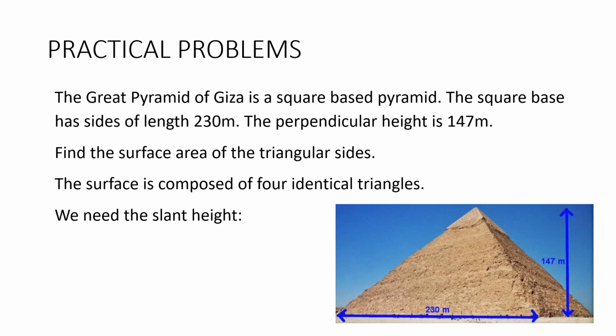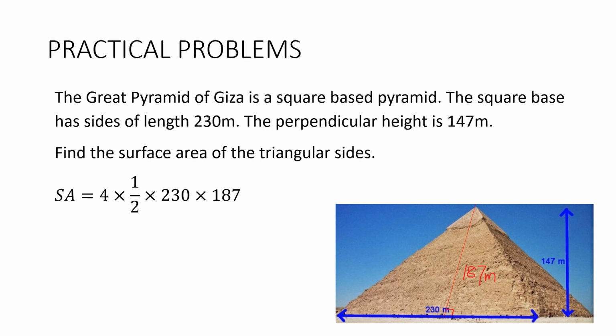I'm just going to draw up a right angled triangle here. So there's our slant height. And we've got a height of 147, and this length along here is going to be half of 230, which is 115. Okay, let's work it out. So s squared is 115 squared plus 147 squared, which is 34,834. Doing the square root, s is equal to 187 meters.